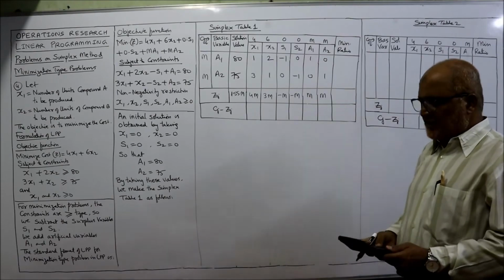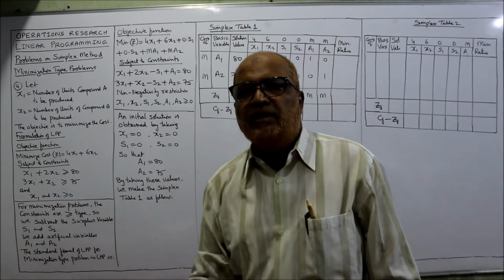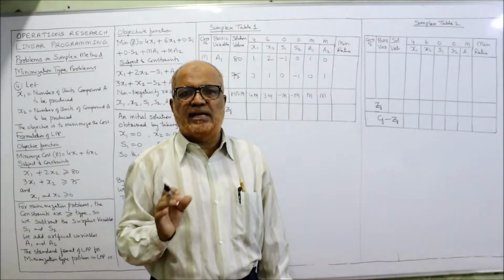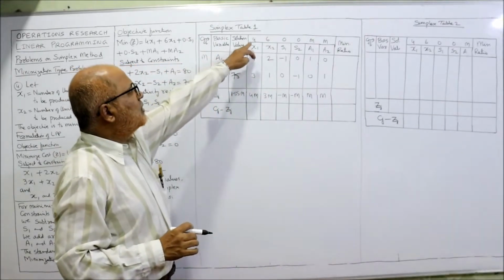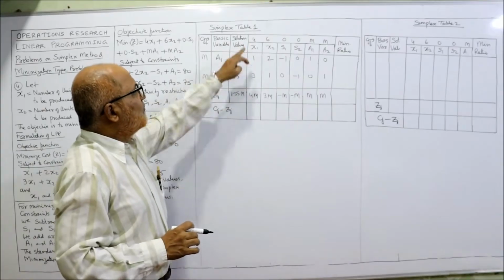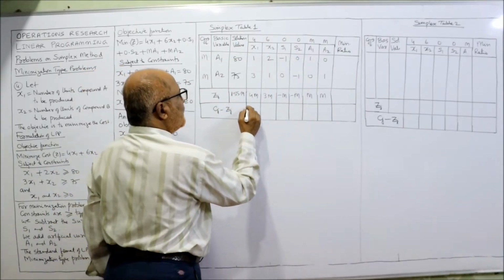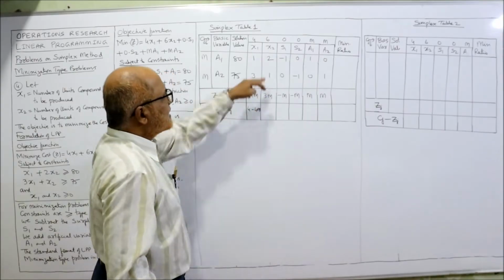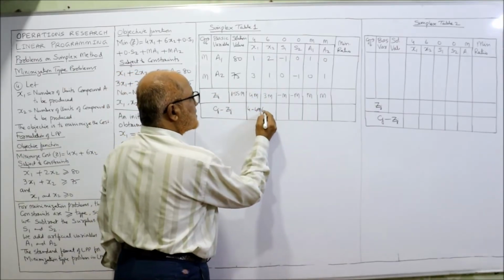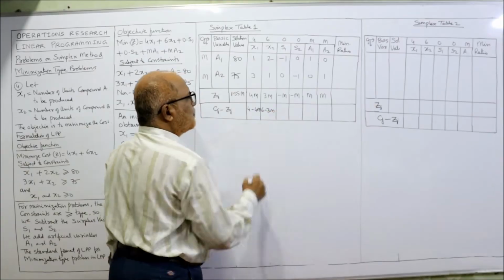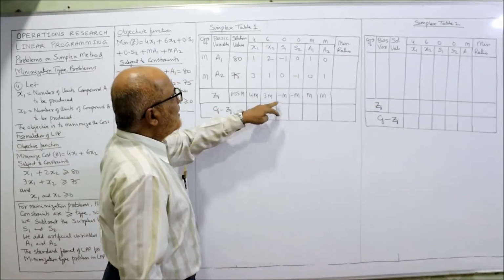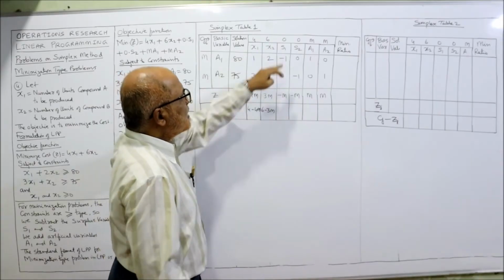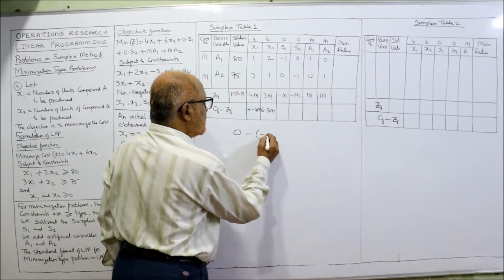So we have calculated the Zj value. The next thing is we have to find out the Cj minus Zj. Here Cj is on the top and Zj is 4 minus 4m, 4 minus 4m. Similarly 6 minus 3m, 6 minus 3m. Here 0 minus minus m. Already minus is there. So Cj minus Zj, 0 minus minus m.